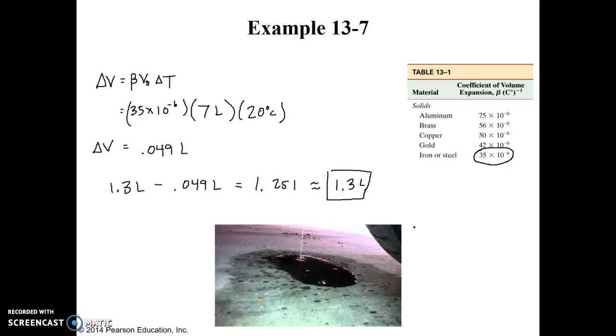Well, first of all, gasoline tanks are made with this type of expansion in mind. They allow for expansion to occur. So you would never really fill a tank up to the very top where it's brimming over. So it doesn't actually happen, but the change in volume expansion does.